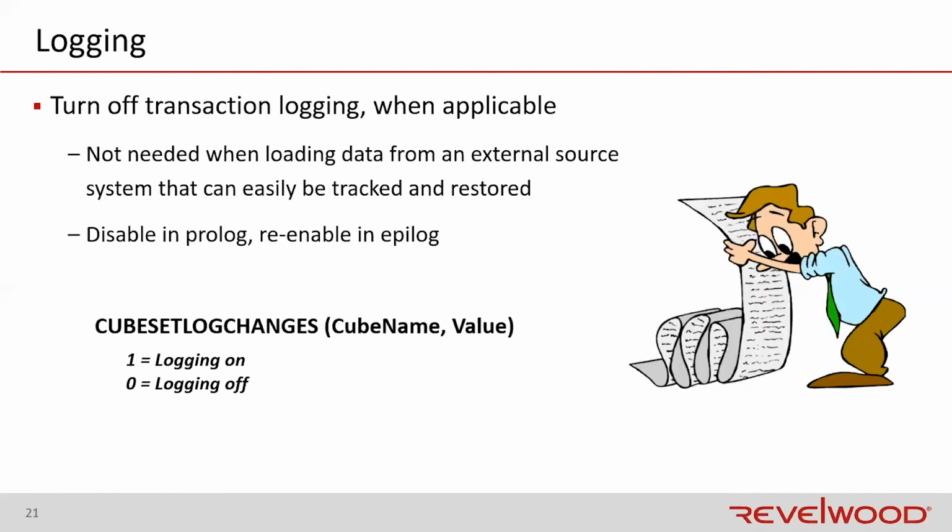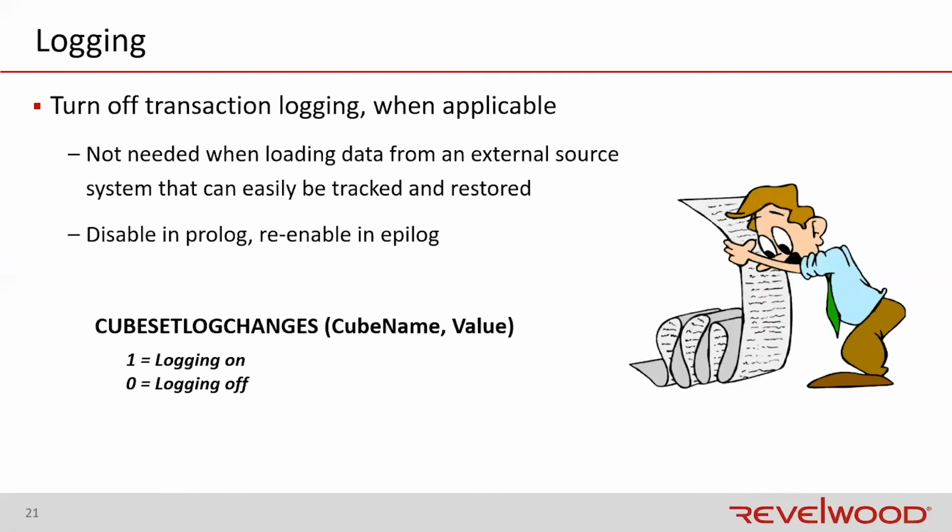What does that mean, whenever possible? Well, it's not needed when you're loading data from some kind of a system that you can easily go back and look at. When you're grabbing data from your accounting system, if something happened and I need to go back and look at the records, I can always go back to the accounting system. If it's from some kind of a source file, I can always go back to that source file. When Johnny the planner puts a number in, you definitely want to keep a record of that, because Johnny the planner is thinking of it in his head. But when you're pulling it from your accounting system, you can always go back and reference it. So what we recommend is that you disable it. Disable it in the prologue, re-enable it in the epilogue using that command called CubeSetLogChanges.